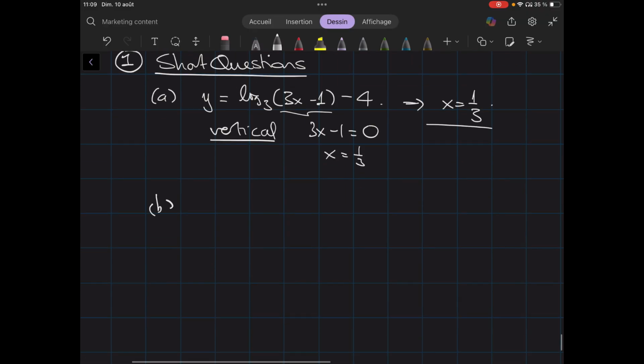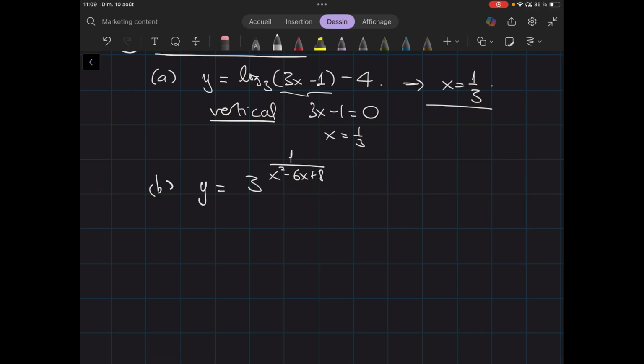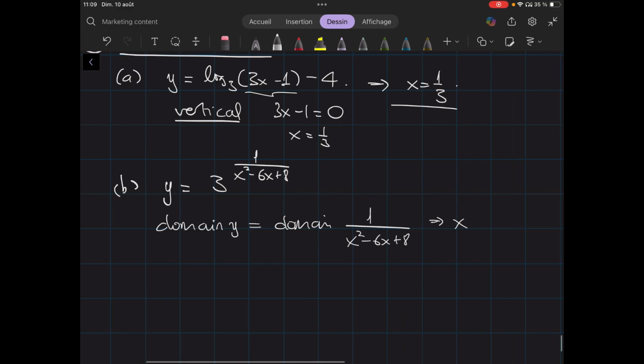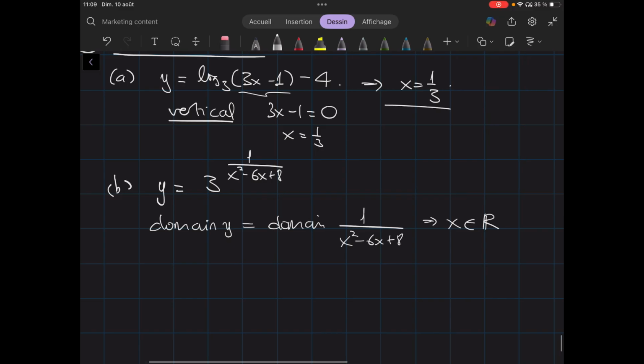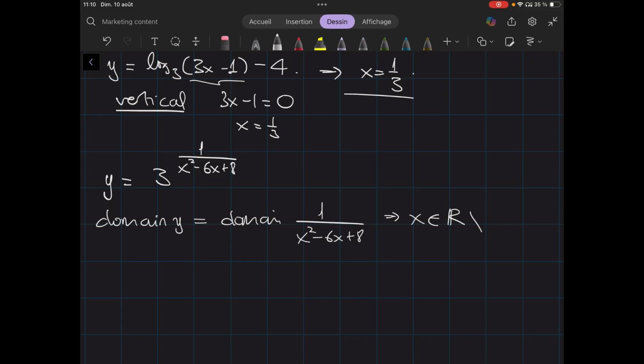Part B. The maximal domain of this guy. As we know, the domain of an exponential function is all real numbers. So therefore, the domain of y is actually the same as the domain of the rational function, which is all real elements of, which is all real numbers except 2 and 4.